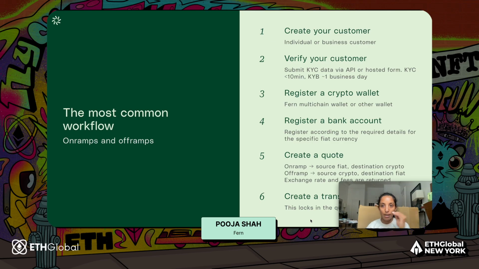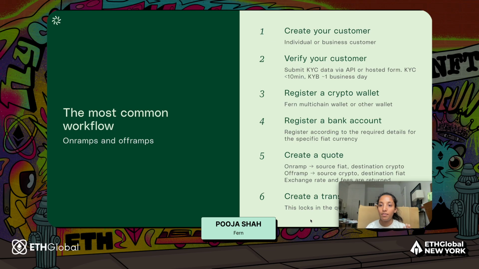So first there's a step of creating the customer. Then the customer needs to be verified. Because we're talking about on and off ramps, this is in order to interact with fiat transacting capabilities. Once the customer is approved, they will get access to all of the transactional functions. While the customer is in the process of being approved, you can still register a crypto wallet for that customer. You can also register a bank account for the customer.